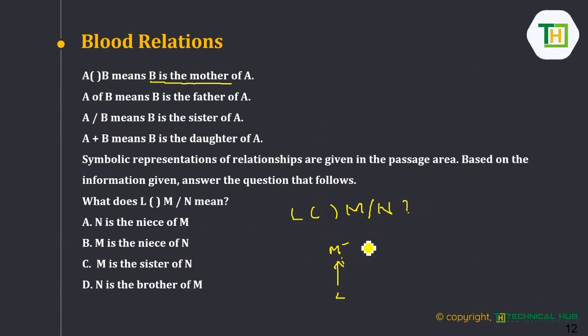Next one, M slash N means B is the sister of A, so N is the sister of M. Given the options, N is the niece of M, no, wrong answer. M is the niece of N, no, wrong answer. So M is the sister of N, yes, right answer. Given the options, option C is the correct answer.